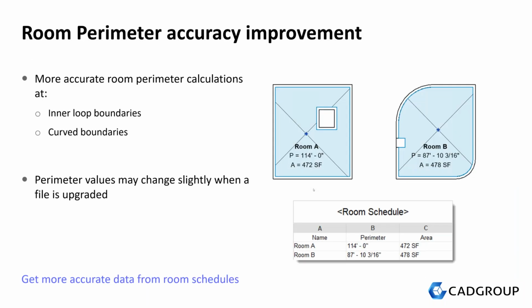So room perimeter accuracy improvement. The method used to calculate room perimeter values has been updated in Revit 2025, resulting in improved accuracy. The room perimeter now accounts for inner loops within rooms. Additionally, the method for calculating the perimeter of round rooms or rooms with arc segments has been enhanced. Users may notice changes in the room perimeters when a project is upgraded to Revit 2025. So the bottom line is users can get more accurate data from room schedules.